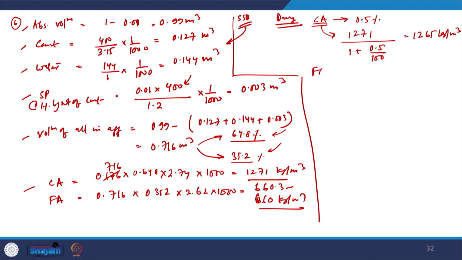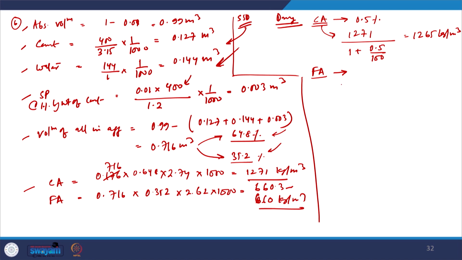Now, in case of fine aggregate, we have two cases, one is the water absorption and the other is the presence of free moisture. Remember, this was in SSD condition, and in this condition we have not considered the presence of free moisture, all right. We have only considered the presence of the absorbed moisture in the fine aggregate. So, first let us find out the dry mass of the fine aggregate corresponding to the water absorption.